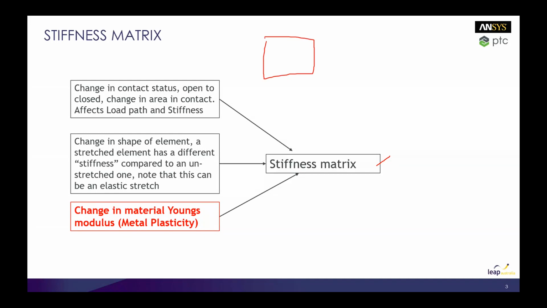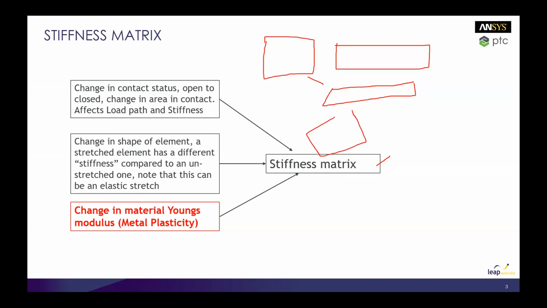So if we go from this to this, or this to this, or even just simply a rigid body rotation of the element, that will cause a change to the stiffness matrix. And then this last one here, change in material modulus or metal plasticity. This really relates to the strain.